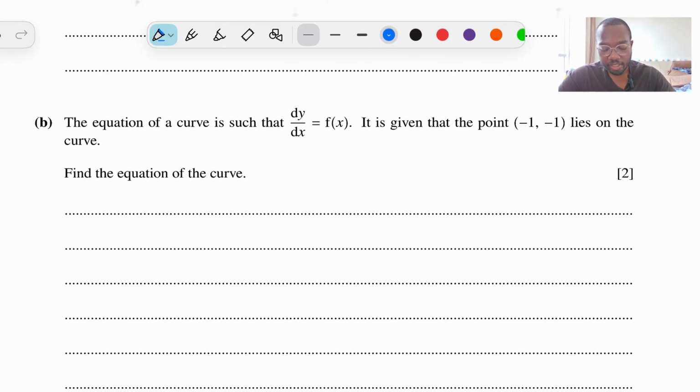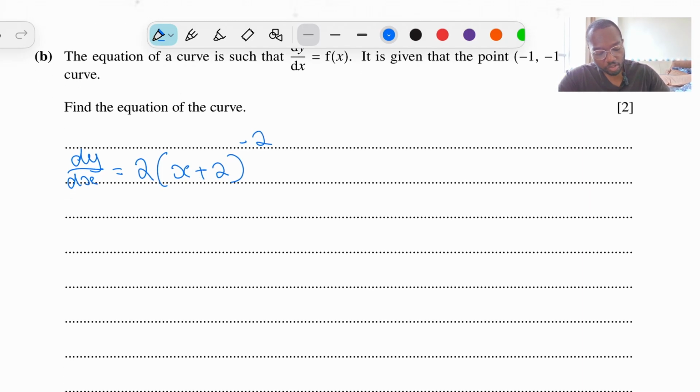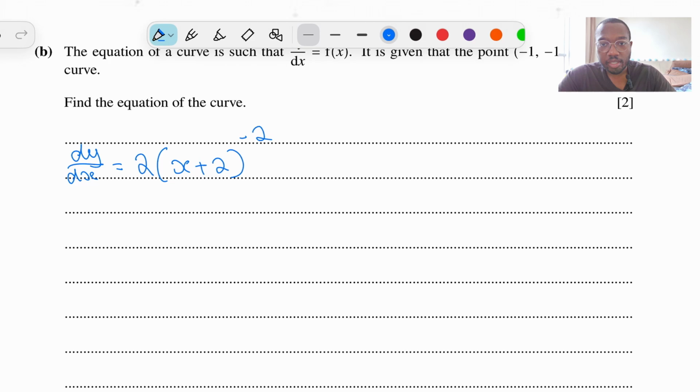So if dy over dx is equal to f of x, that means that dy over dx is equal to 2 times (x plus 2) to the power of -2, okay? So therefore, what we need to do is we need to integrate this, and then we have our plus c, we can put in our values.